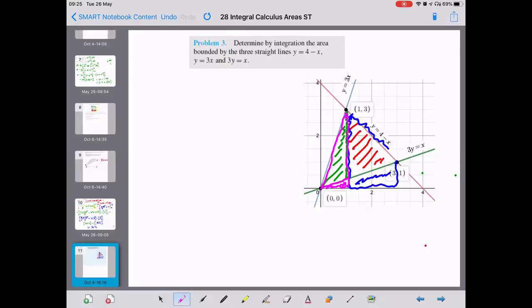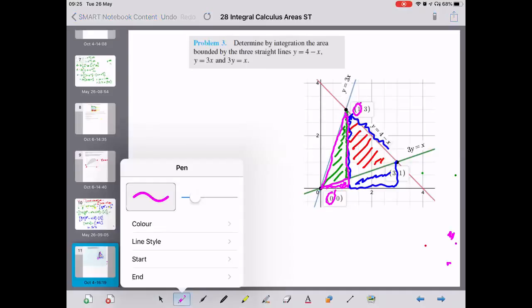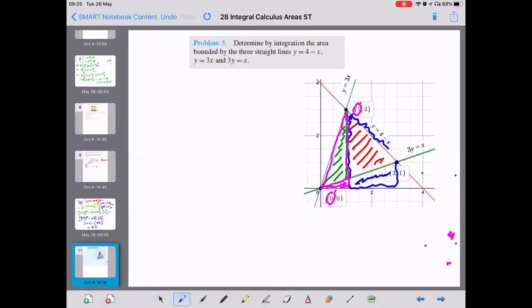So our limits for these two areas, the pink areas as I've got them, are 0 and 1. And the limits for the blue area and the red area, so the pink area and the green area, 0 and 1. And the limits for the blue area are going to be 3 and 1.